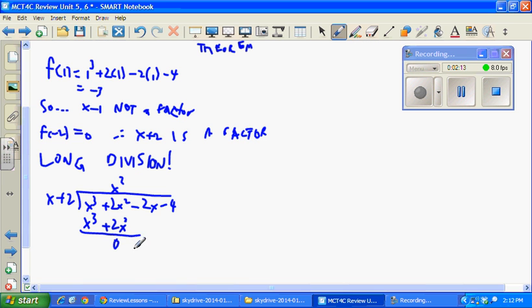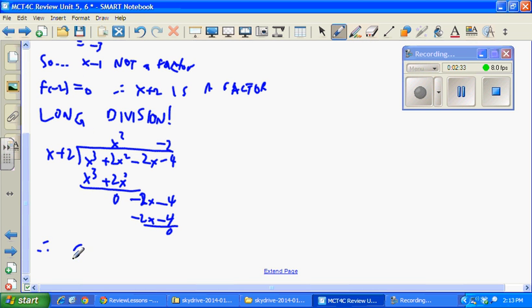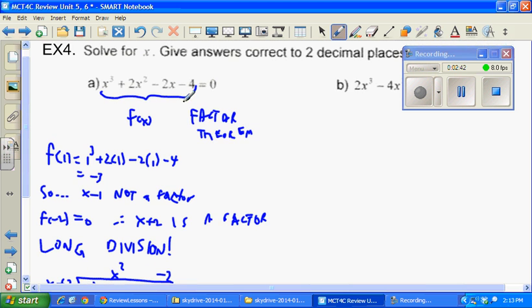So what do I do? Well, I can bring down the next two terms, and what works now? Multiplying by minus 2 will work. So when I multiply by minus 2, I end up with minus 2x minus 4, and I get 0. This is weird with no middle term, but that's because it canceled out there. So what we say then is, therefore, we've got x plus 2 times x squared minus 2 equals 0. That factored into this.